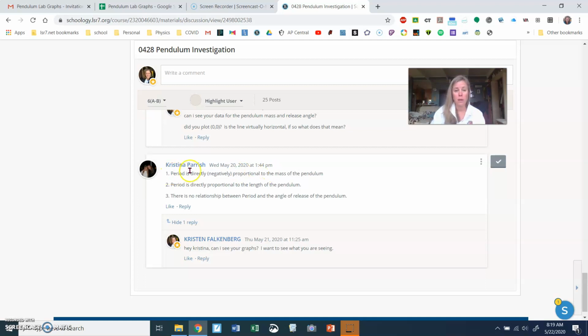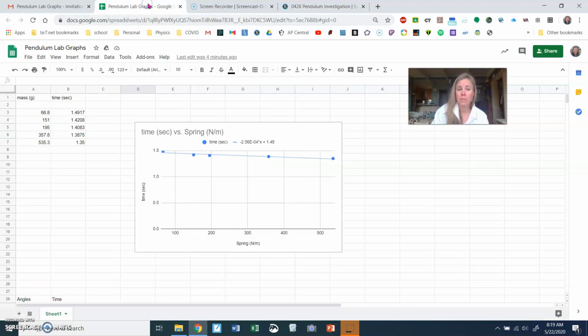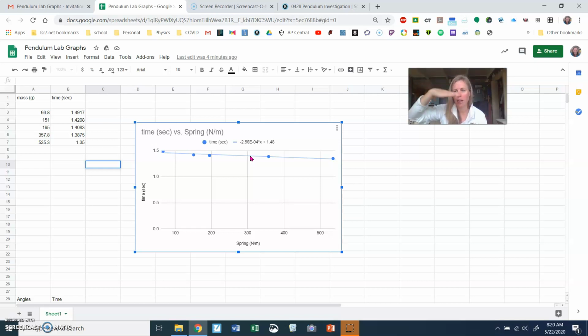So let's look at this. The period is directly or negatively proportional to the mass of the pendulum, meaning you said it's got a negative slope. Okay, so I just want to look at it real quick. Maybe I can edit it, right? I look at this negative slope and I look at the value of the slope, 2.5 times 10 to the negative fourth. That is close to horizontal, okay?